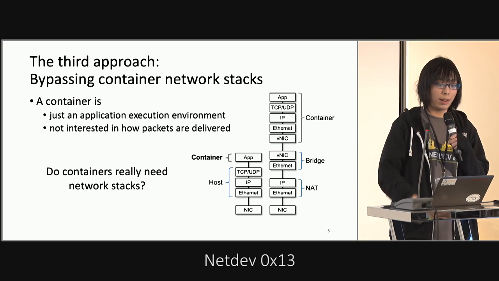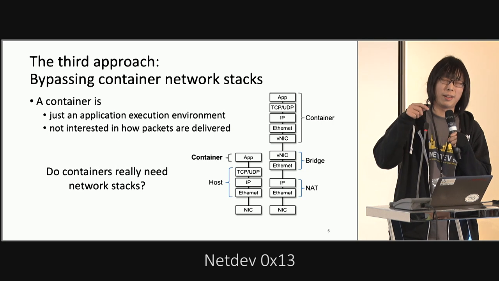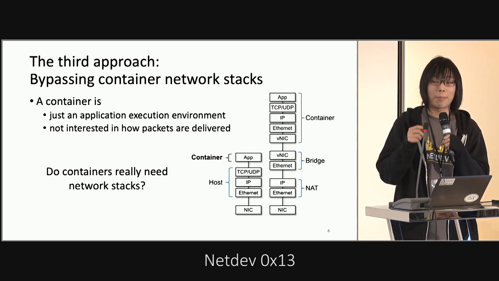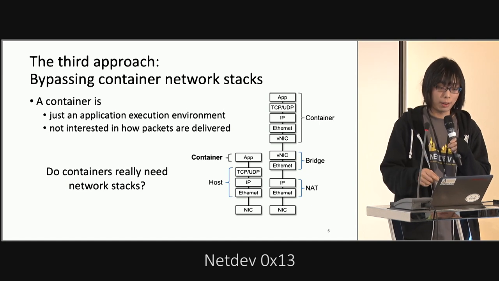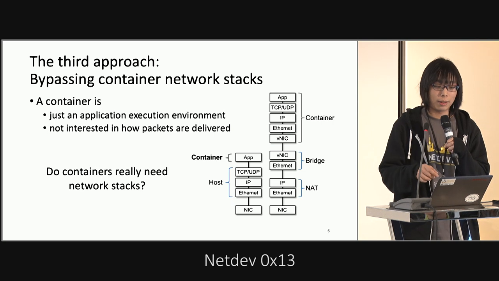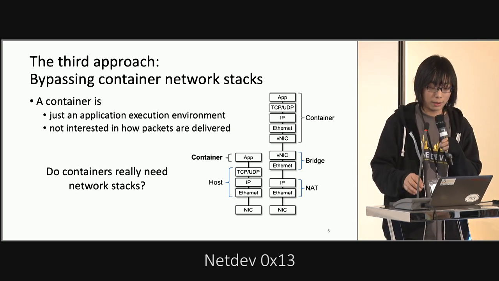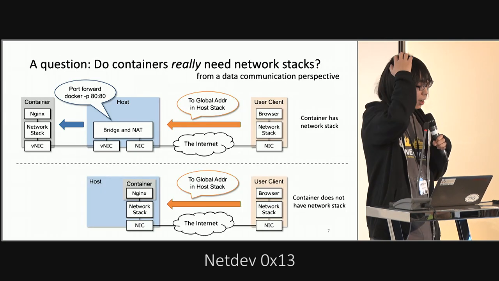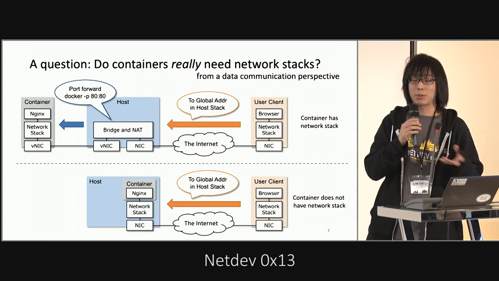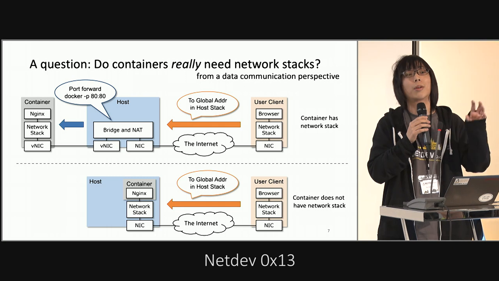Let's think about a very simple container in the microservice architecture principle. The container is just an application execution environment and is maybe not interested in how packets are delivered. Then we think the container's network stack can be bypassed. So let us consider a very simple example: a simple HTTP server on a container.